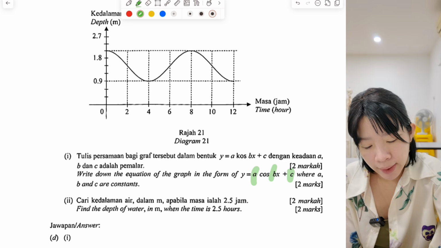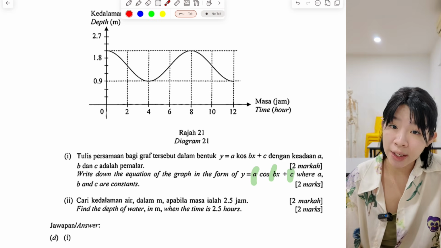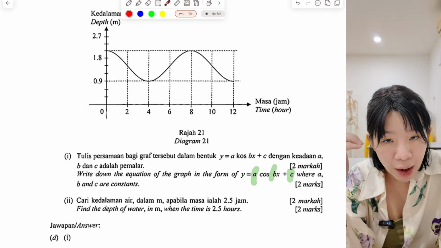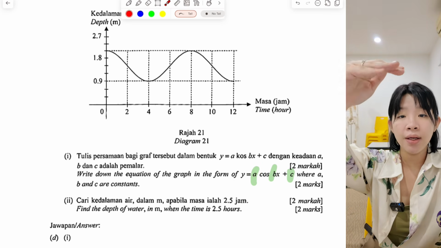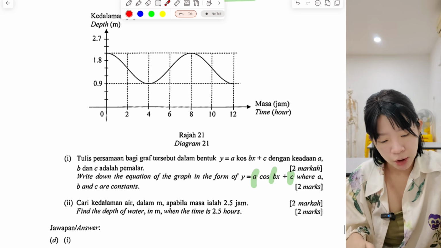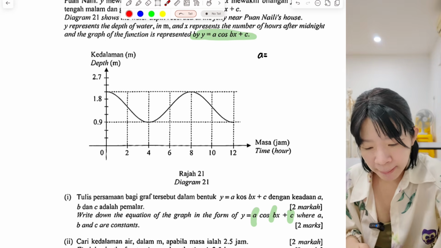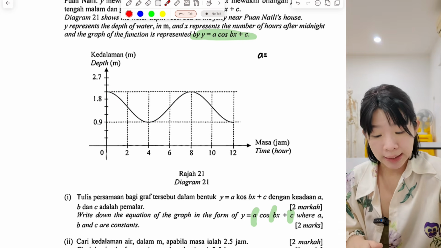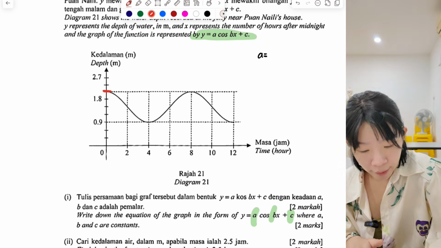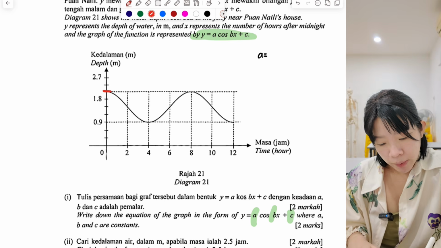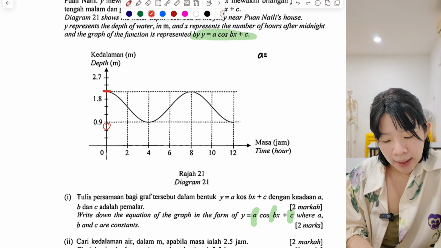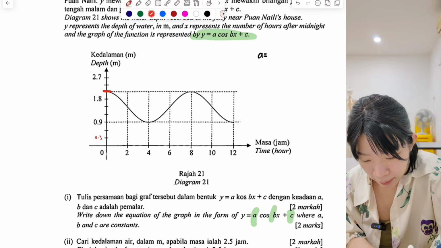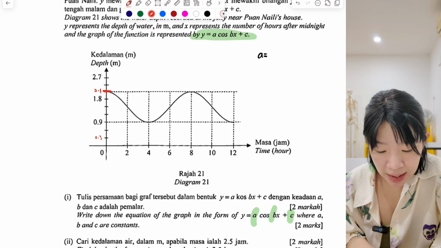Always remember, in a trigonometric equation, the a in front always represents amplitude. How do we find it? We take the maximum minus the minimum, divided by 2. Amplitude is the height of the wave, but not this whole thing. Always take the maximum. It starts from here. You see, here got 3 gaps, each will be 0.3, so 0.3, 0.3, 0.3. Here will be 2.1, so it starts at 2.1.